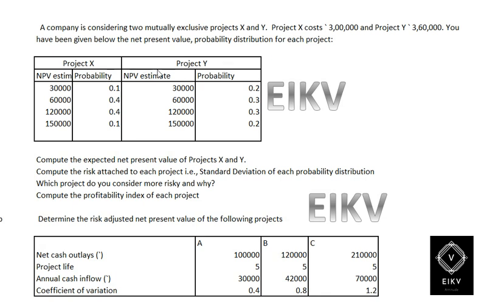So we have Project X and Project Y. For Project X, the net estimated income will be 30,000, 60,000, 1,20,000 and 1,50,000, and their respective probabilities are 0.1, 0.4, 0.4 and 0.1. For Project Y, the net estimates will be 30,000, 60,000, 1 lakh 20,000 and 1 lakh 50,000, with respective probabilities 0.2, 0.3, 0.3, 0.2.